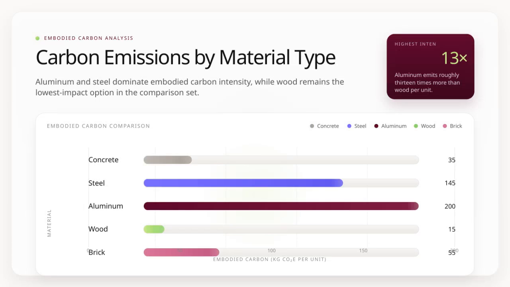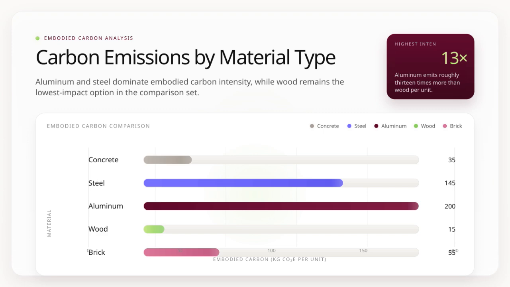Let's take a closer look at the embodied carbon associated with different building materials. Embodied carbon refers to the total greenhouse gas emissions generated during production, transportation, and installation of a material. Here, aluminum and steel stand out as the materials with the highest carbon intensity. In fact, aluminum emits about 13 times more carbon dioxide equivalent per unit than wood, which is the lowest impact option in this comparison. To put it in numbers, aluminum has an embodied carbon of 200 kilograms of CO2 equivalent per unit, followed by steel at 145, then brick at 55, concrete at 35, and finally wood at just 15.